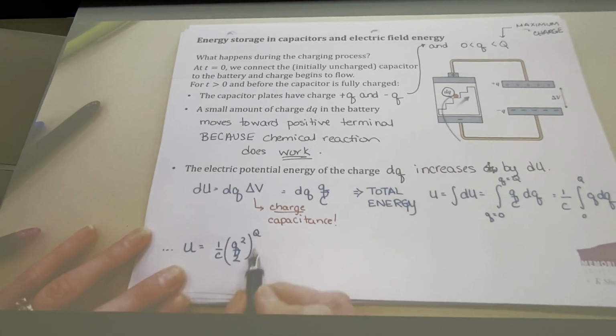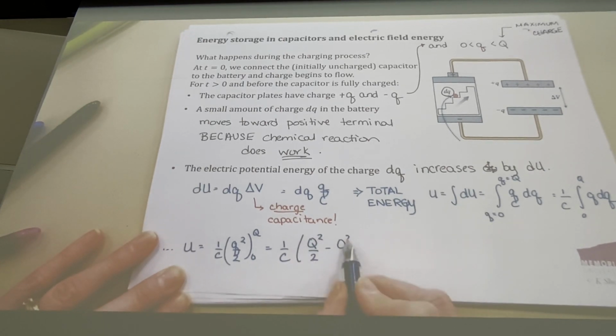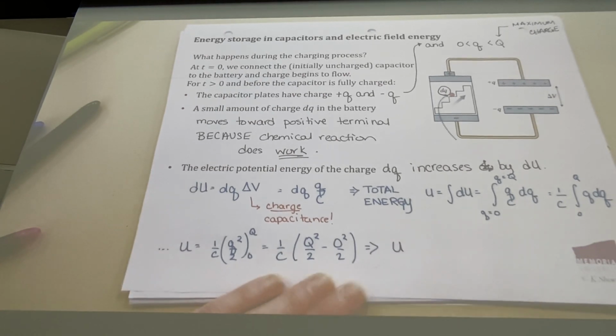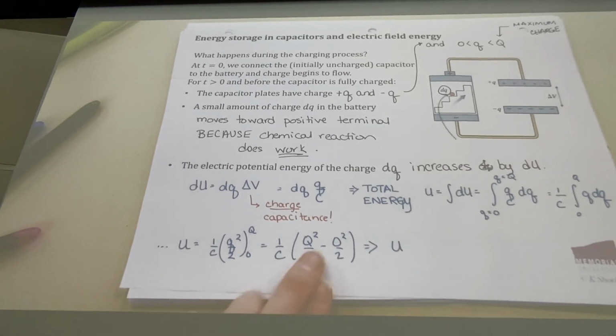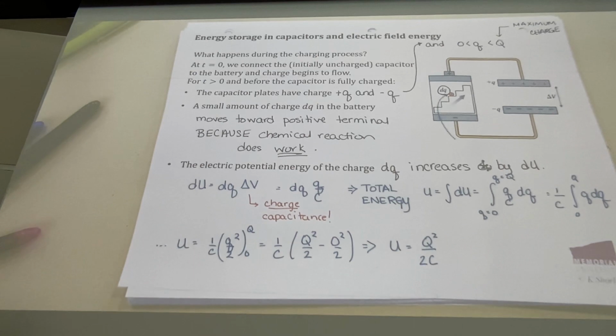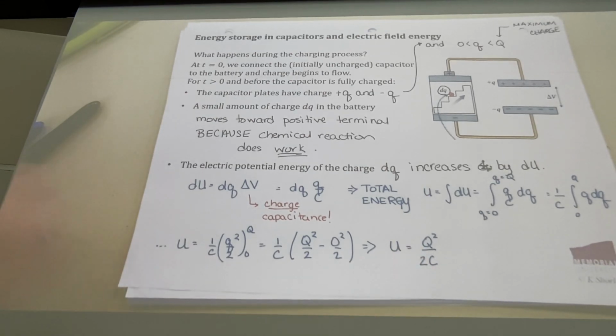That's got to be evaluated at Q and 0. We get a final relationship: the total potential energy is the maximum charge, Q squared, divided by twice the capacitance. So there's an expression for the amount of energy stored in a capacitor. It depends on the charge and the capacitance.